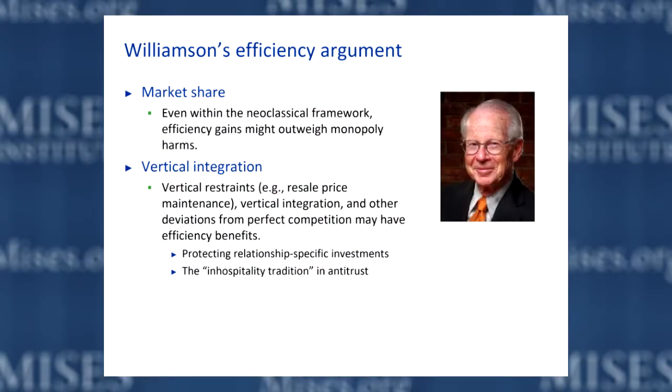And Williamson argued that, no, in fact, vertical restraints like resale price maintenance and territorial restrictions and other kinds of complicated contracts between, say, manufacturers and distributors may actually serve an efficiency purpose in protecting particular kinds of investments that these firms might have to make from sort of opportunistic behavior by their trading partners. And he contrasted his approach, in which vertical integration often increases efficiency, to what he called the inhospitality tradition in antitrust. And it's actually a pretty fundamental point.